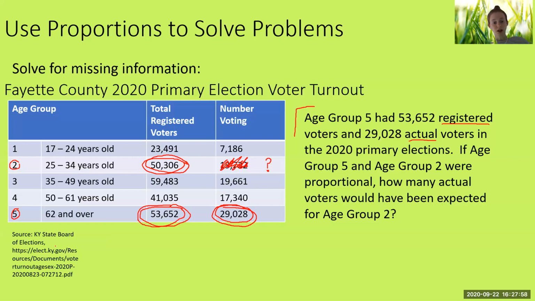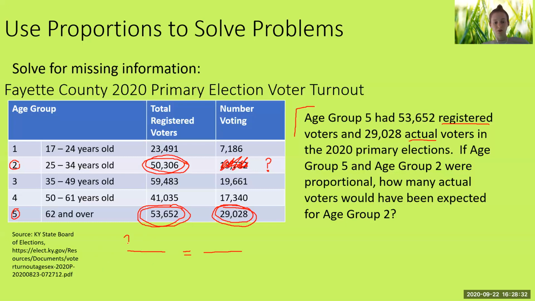So first thing we want to do, like we did in the last one, is think about what are we comparing in this problem? Well, we're comparing registered voters and actual voters. So I'm going to start setting up my proportion. My proportion is going to be two ratios that are equal. And I'm going to fill in my first ratio, the complete one. So age group 5 had 53,652 registered voters, 29,028 actual voters.